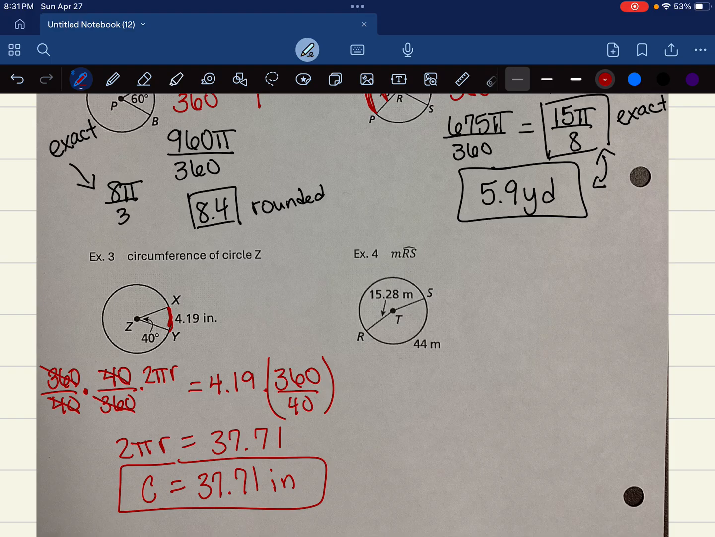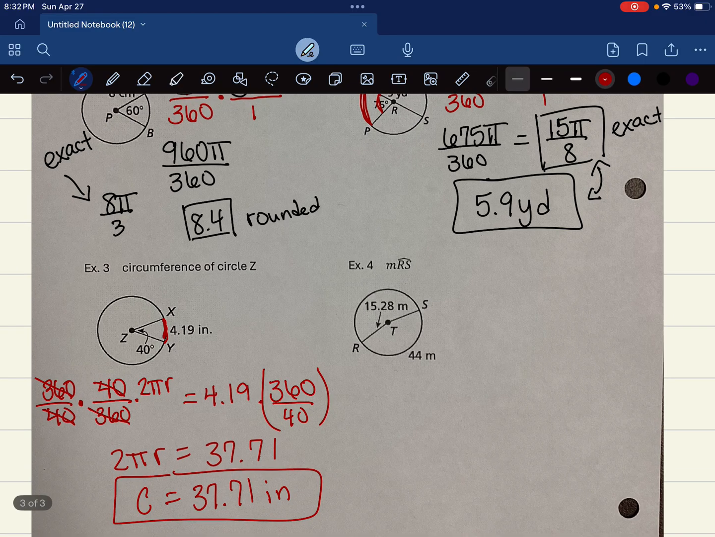We're going to do one more just to remind you of how to solve for that. Now, this one is a little bit different because instead of asking for the circumference, it is asking you to solve for the measure of angle RS. Now, normally we put that over 360, so if we don't know it, we can call it anything you want. Here we're going to call it x. So I'm going to say x over 360 times 2 times pi times my radius, which is 15.28, has to equal my arc length, which is given to us, 44.